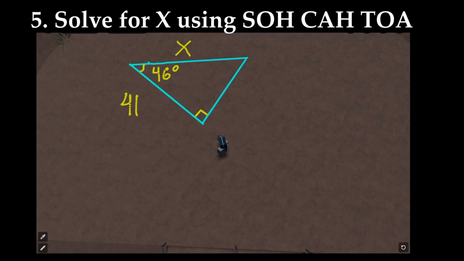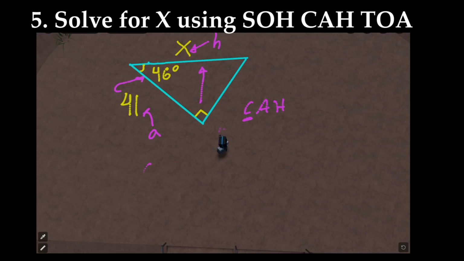So first, know that x is the hypotenuse, and that's because it is opposite to that right angle. Now what about 41? Notice that 41 is right next to that 46 degree angle. It makes up one of the sides of that 46 degree angle. Therefore, we can call 41 the adjacent side, or A for short. So now, what trig function relates to the adjacent and hypotenuse sides of a triangle? Well, think of SOH CAH TOA. I think CAH fits that pretty well, and CAH has cosine in it. So cosine is the function we're going to use.